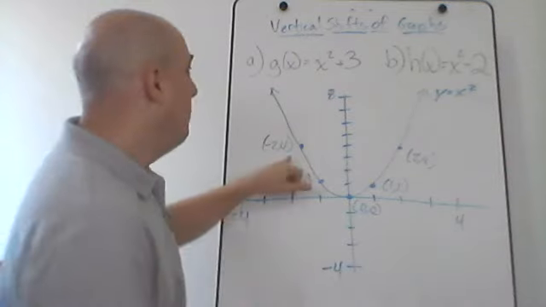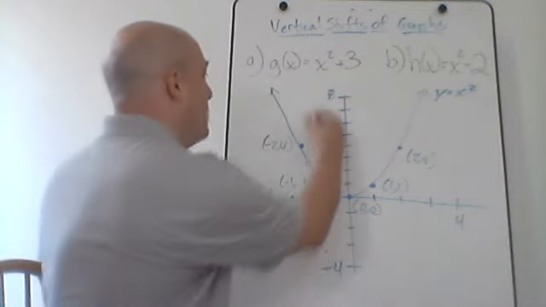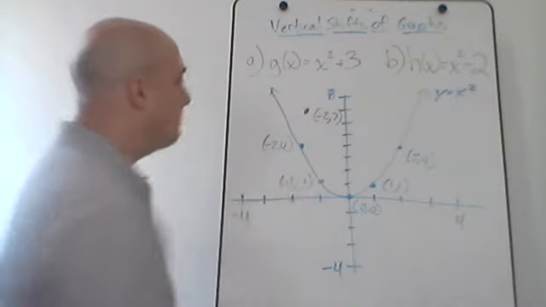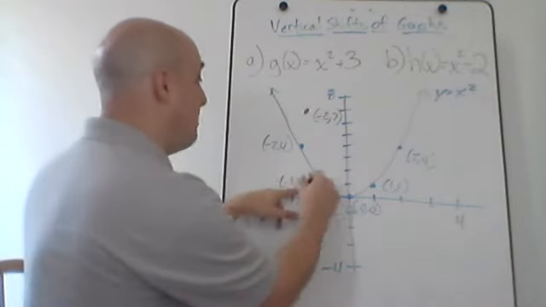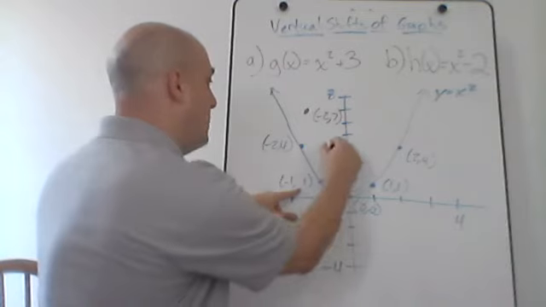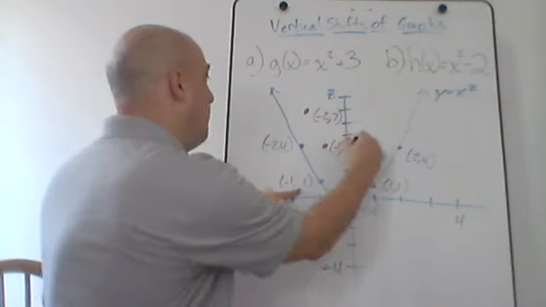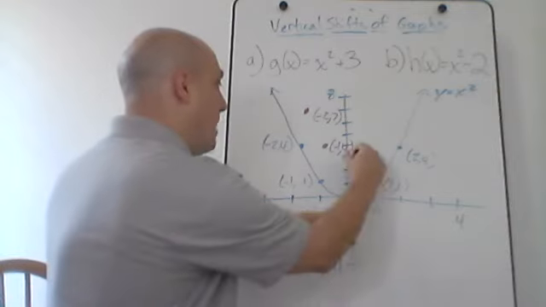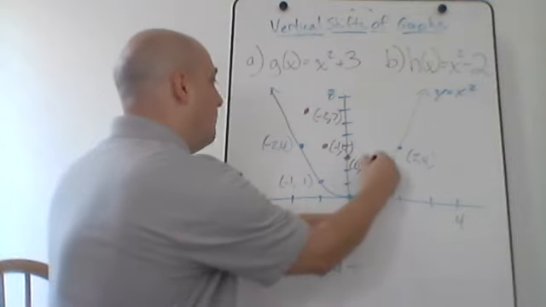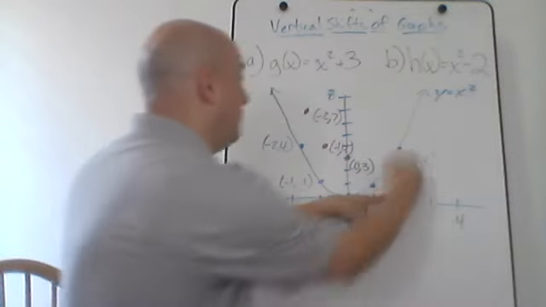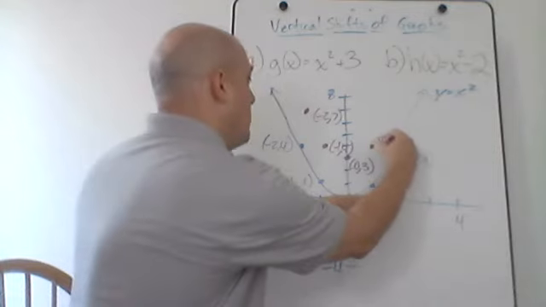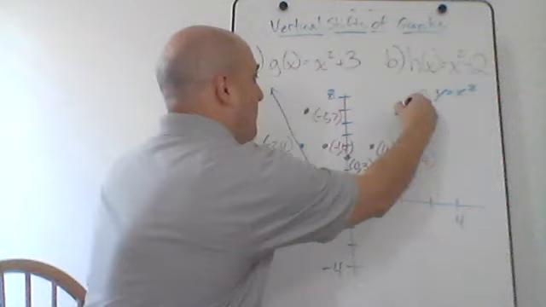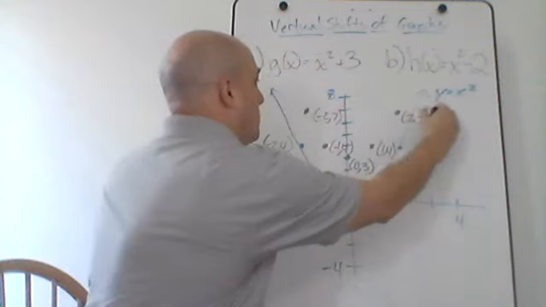So negative 2, 4, when I add 3 to the y value, I'm going to get the point negative 2, 7. Negative 1, 1, when I add 3 to that y value, I'm going to have the point negative 1, 4. Right, 0, 0, when I add 3 to that y value, I'm going to get the point 0, 3. Right, 1, 1, add 3 to the y value, I get 1, 4. Right, 2, 4, add 3 to the y value, and I get 2, 7.